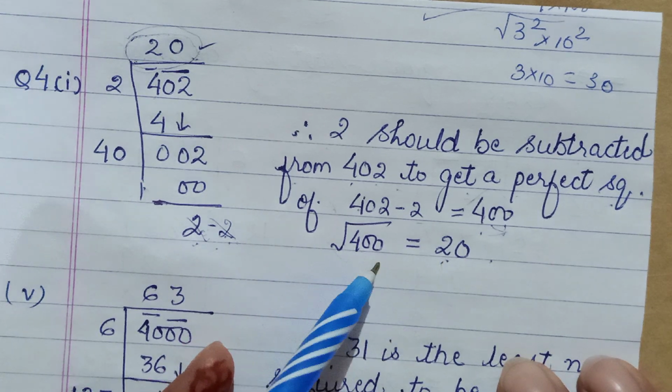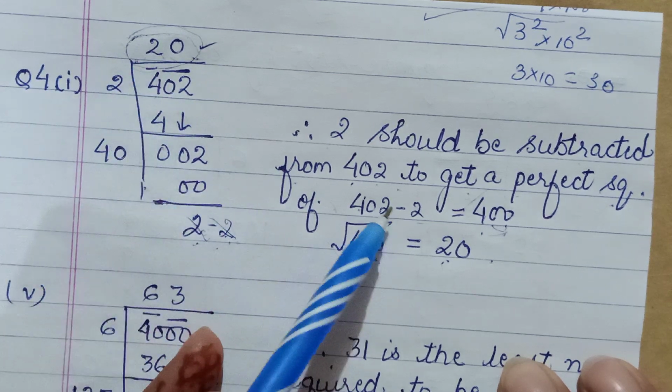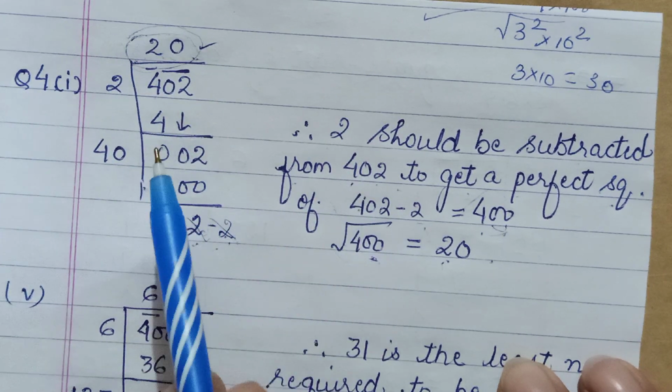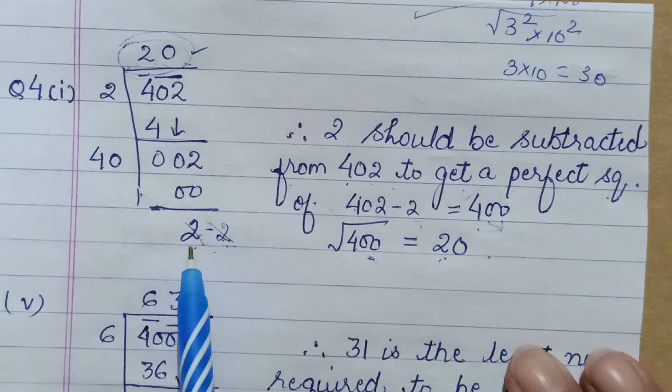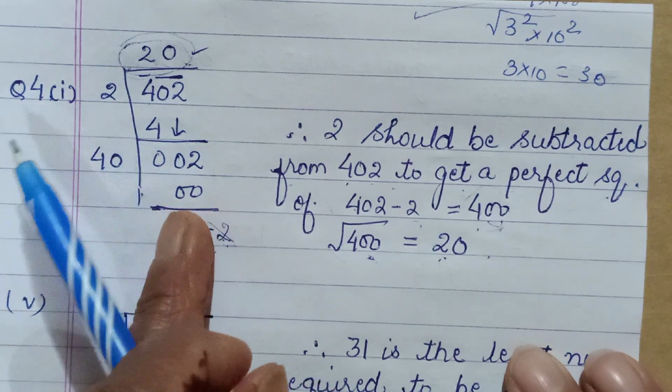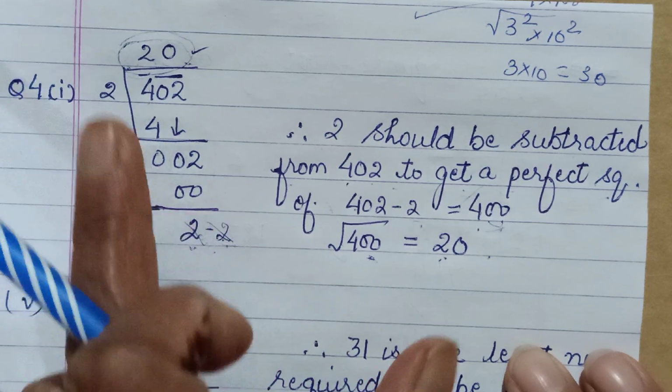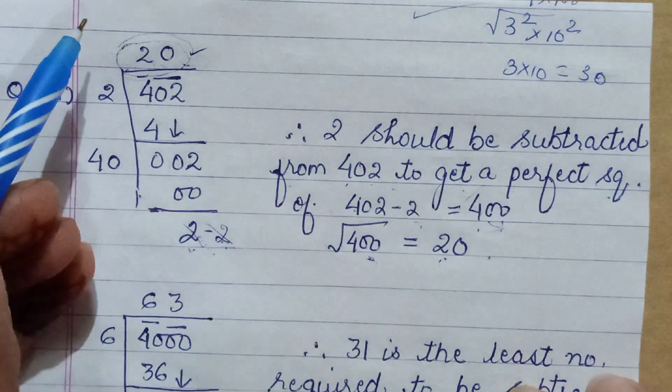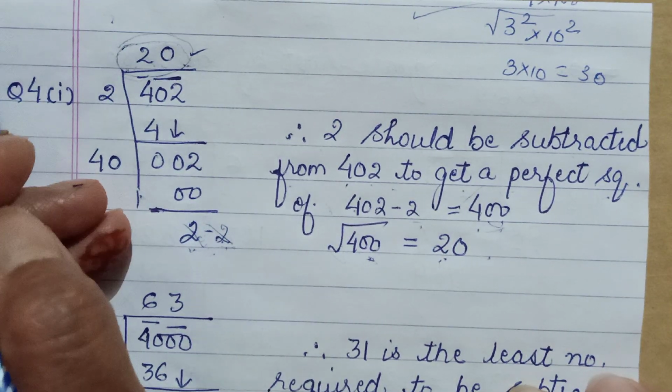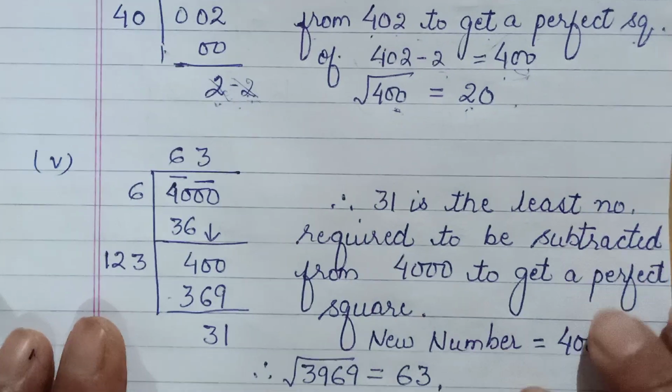Is that clear? 400 is a perfect square, 402 was not, so this extra 2 we subtracted from it. So is that clear? Whatever remainder comes, you remove that same remainder, because 0 would imply a perfect square, and then that quotient is your square root. Clear? Okay, so one more example.